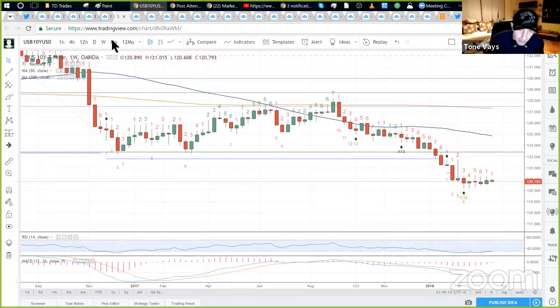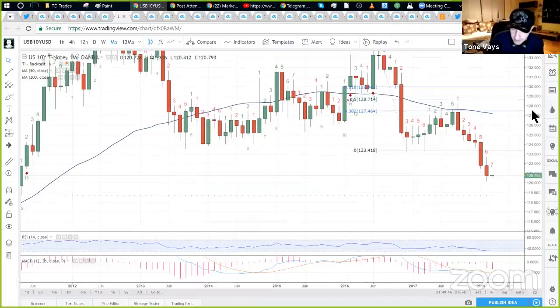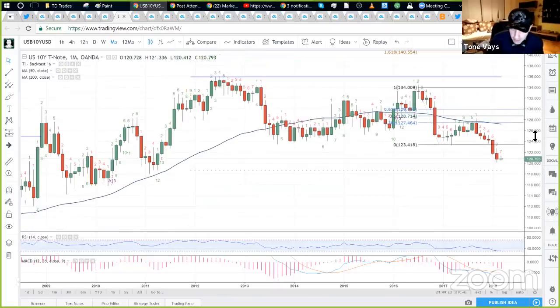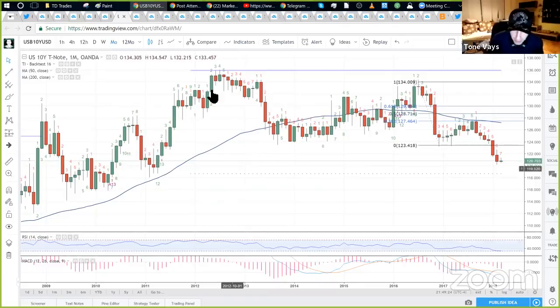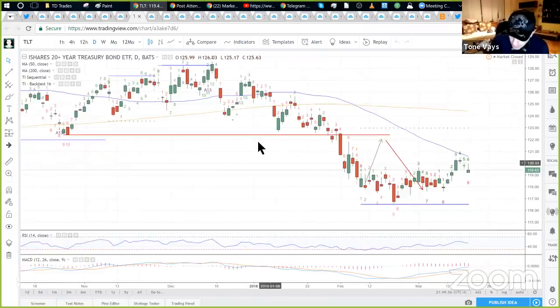All right, let me go to the monthly. Oh, yes, I have the data. So here's the monthly bond prices. And bond prices actually peaked in 2012. It had a secondary high in 2016, and now we're going down. So here's why it's important. And this is TLT, this is the ETF. So I'm expecting the ETF to go back down.